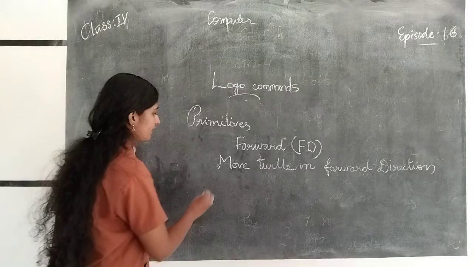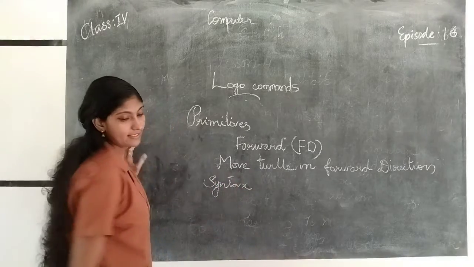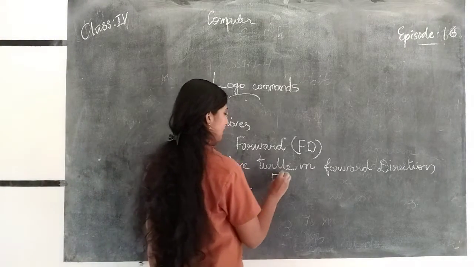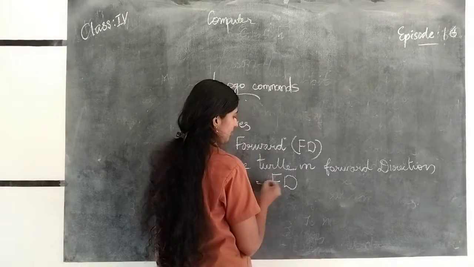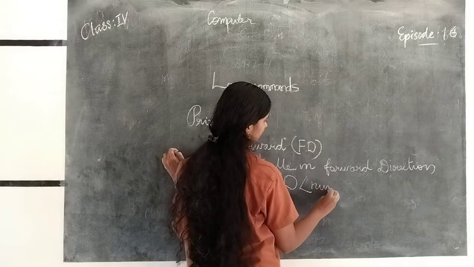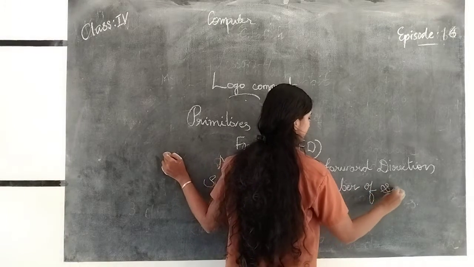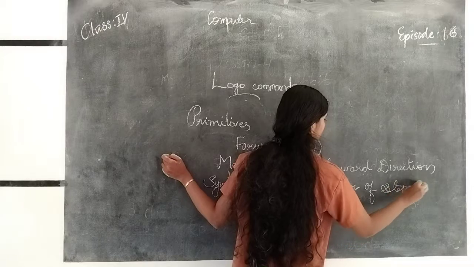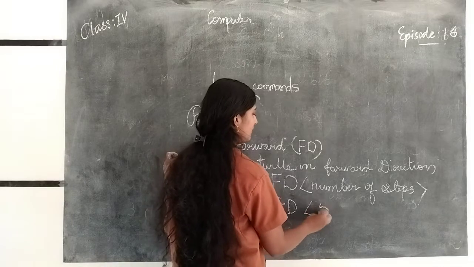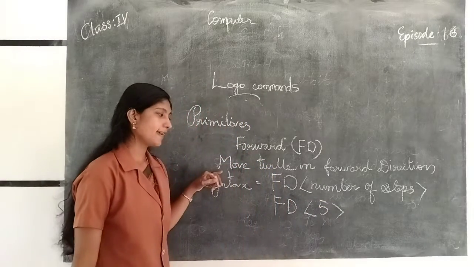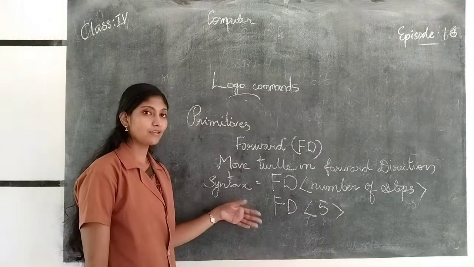For example, the syntax here is FD, then the number of steps. FD is the call for using forward, and then the number of steps. So FD 5 means the turtle moves 5 steps in the forward direction.